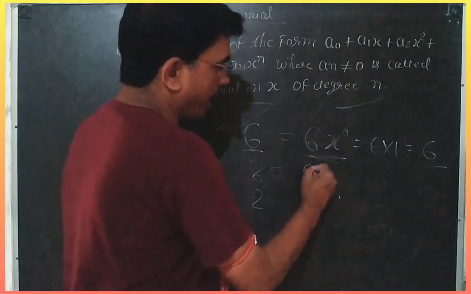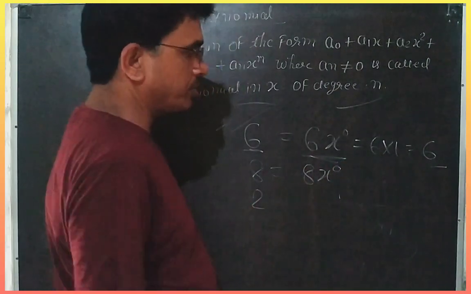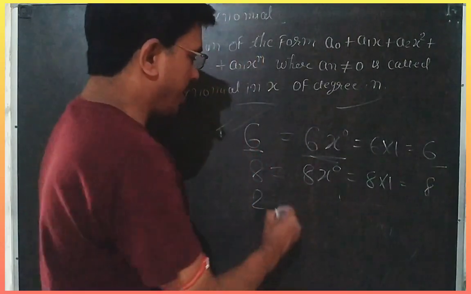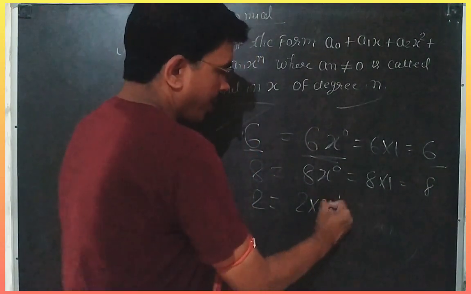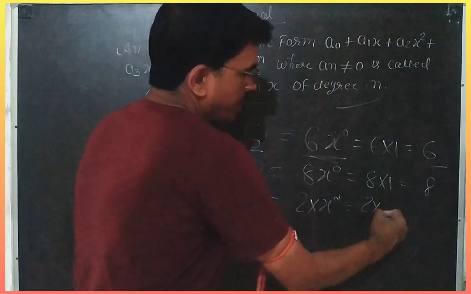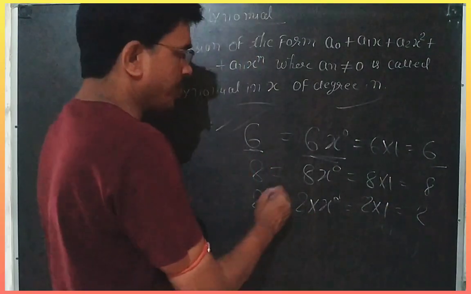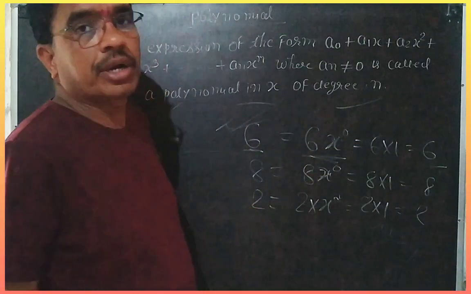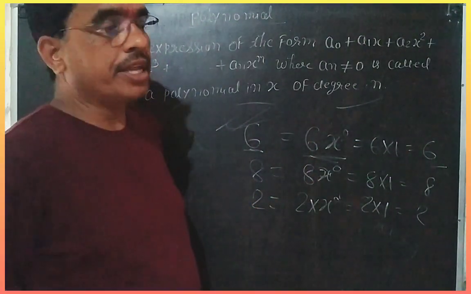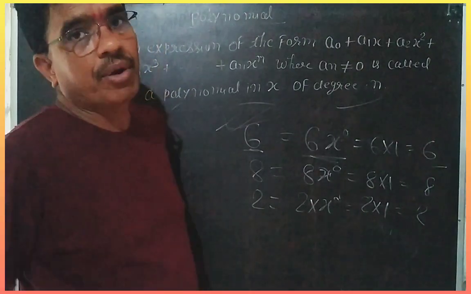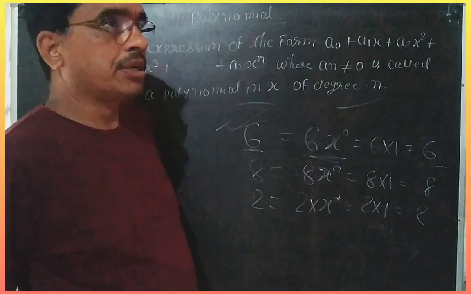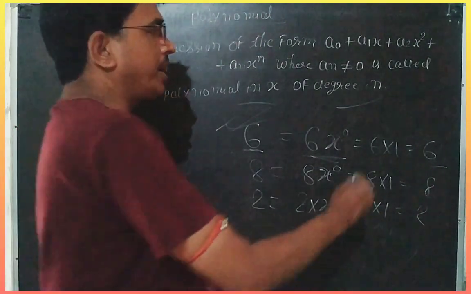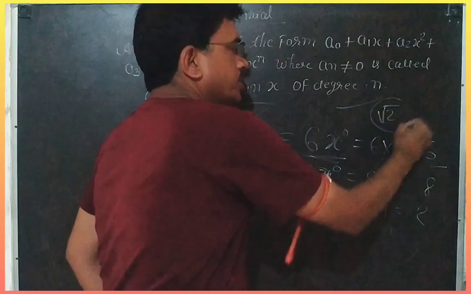Here you can write 8 into x to the power 0, that means 8 into 1, that is 8. And here is 2, you write 2 into x to the power 0, that is 2 into 1, that is 2. That means the degree of this polynomial is 0 and it is called a constant polynomial. So there are many examples: all natural numbers, whole numbers, rational numbers, irrational numbers are examples of constant polynomials. You can also say that root 2 is a constant polynomial.